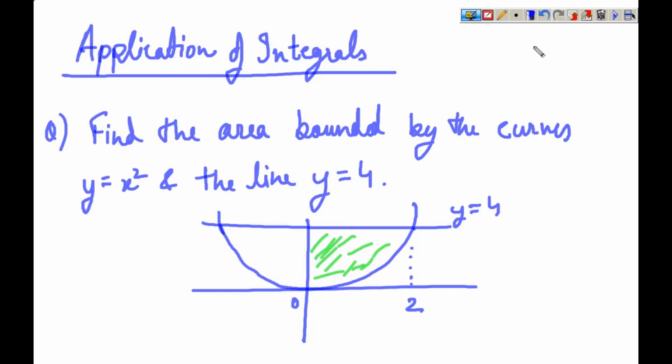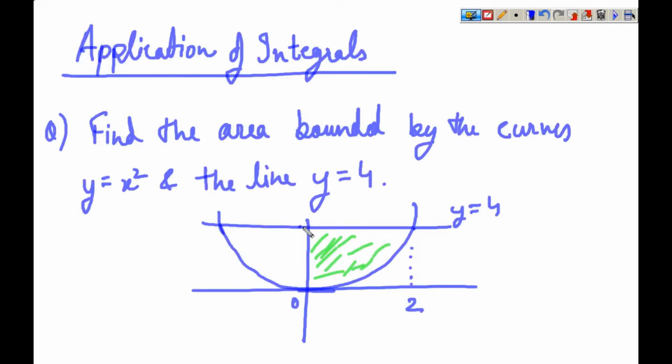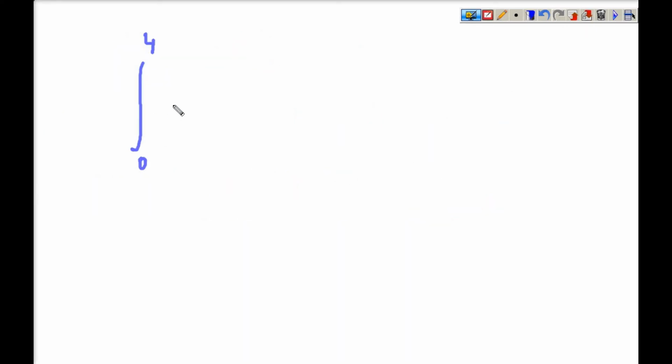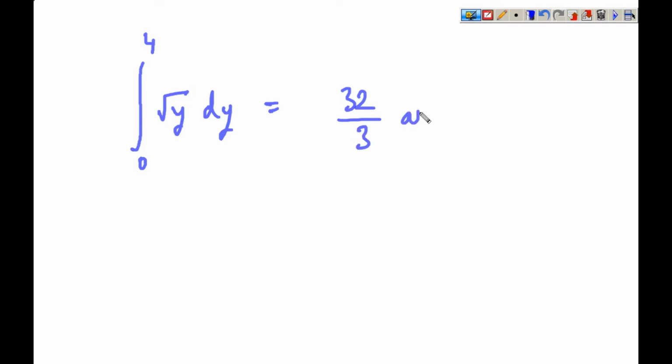So that's why what we can do is apply the limits of y, the values of y, and integrate with respect to y. So we can integrate with y being from 0 to 4, right? These are the limits. See, y is 0 here and y is 4 here. So now we have the limits set, and we just need to write down the function in terms of y, that will be root y, and integrate it with respect to y, dy. So the area comes out to be 32 by 3 area units.